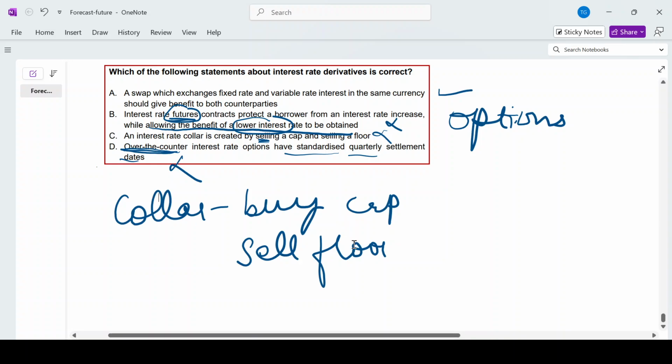So this was the discussion for the December 24 examiner report.